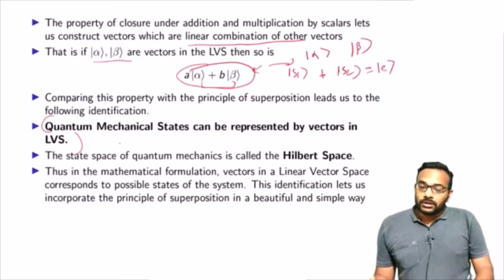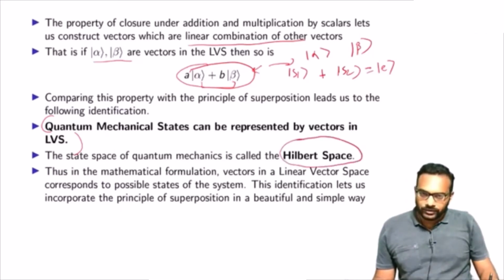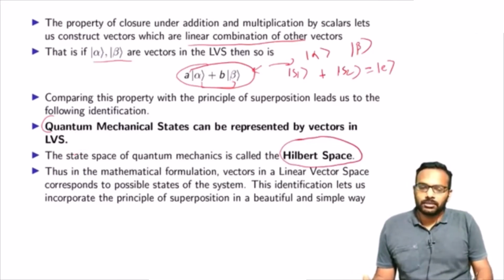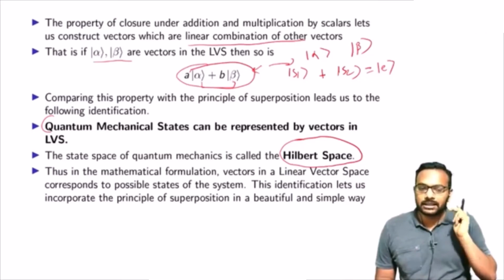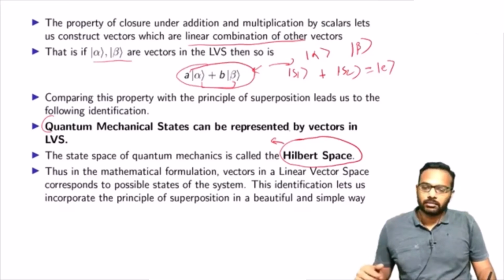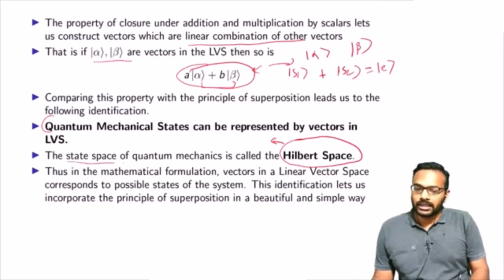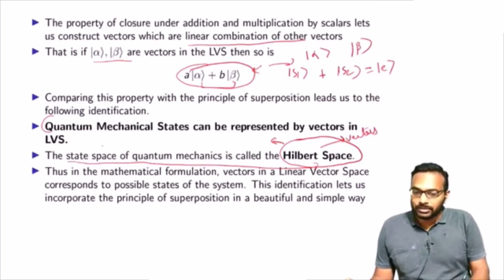Now, the vector space in which the quantum mechanical states live is known as the Hilbert space. We won't go into the definition of it right now. We'll be doing it in future classes if time allows. You just remember that Hilbert space is a subset of linear vector space. The state space of quantum mechanics is called the Hilbert space. I want you to keep this word in your mind. Hilbert space involves vectors. So the state space of classical mechanics was known as a phase space.